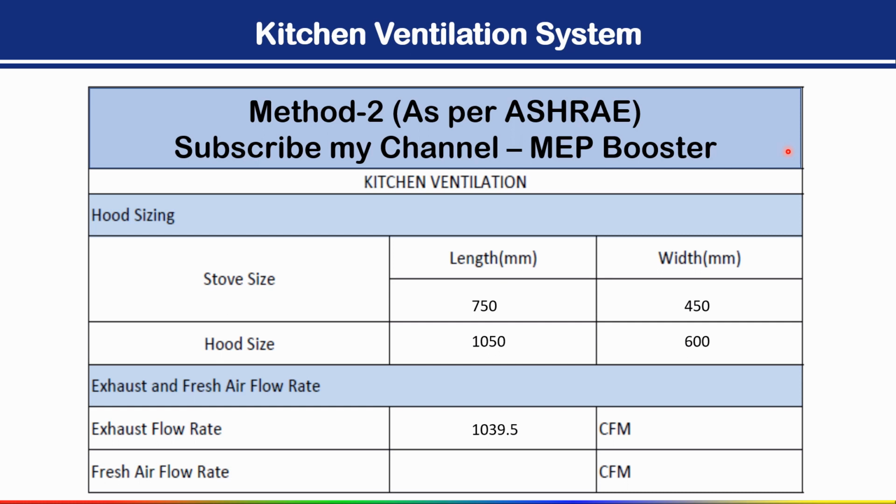Next, to find out the fresh air flow rate, as I have already told you, as per ASHRAE 80% of the exhaust flow rate is our fresh air. So 80% of that, we get 831.6 CFM. In this way we have to find out the hood size, exhaust flow rate and fresh air flow rate. This is our method 2.